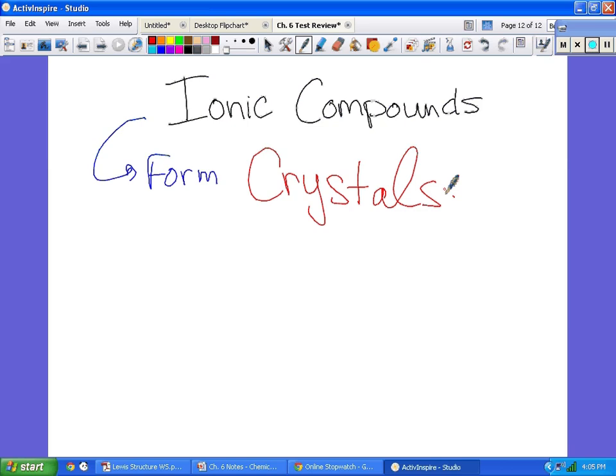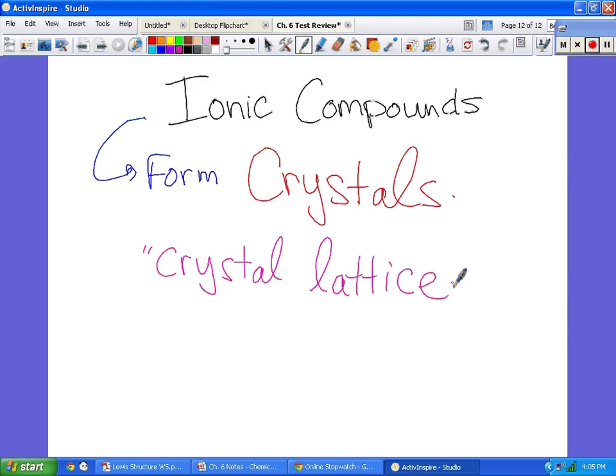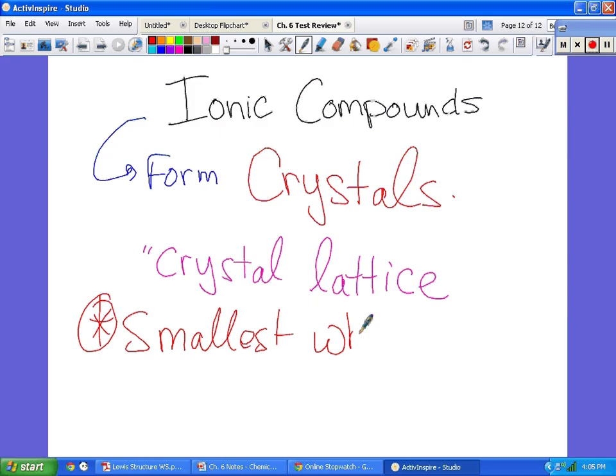Crystal is what I'm trying to get out of here. It's just a crystal. It forms a solid crystal network. Essentially, the terminology is a crystal lattice. That was it: smallest whole number ratio. That's the key to that. It is represented by the smallest whole number ratio.